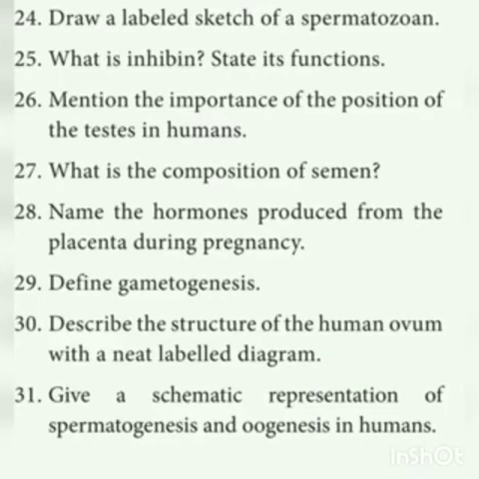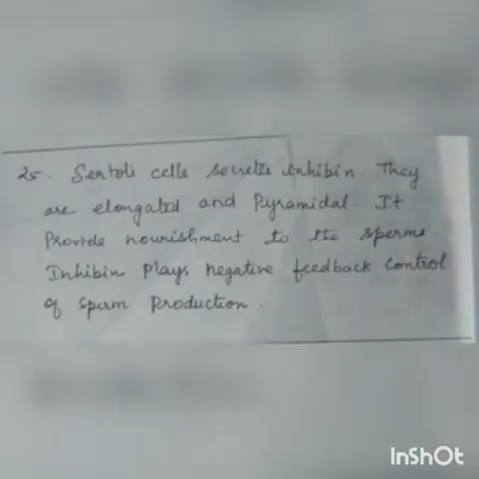Next is, what is inhibin? State its function. Inhibin is a hormone secreted by Sertoli cells. Sertoli cells are present inside the seminiferous tubule in the male reproductive system. They are elongated and pyramidal, and they provide nourishment, that means food, to the sperms. Inhibin plays a negative feedback control of sperm production. So it stops the production of sperms. From the name itself you can understand, inhibit means stop. So it acts as a negative feedback control of sperm production.